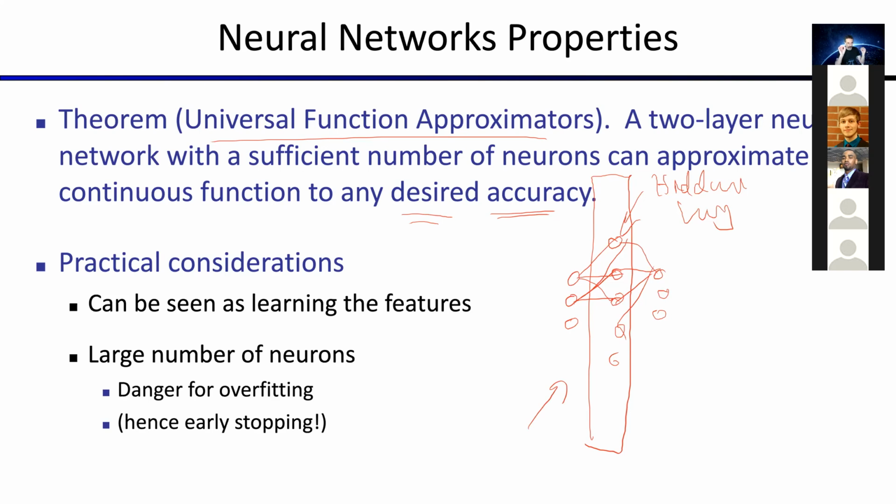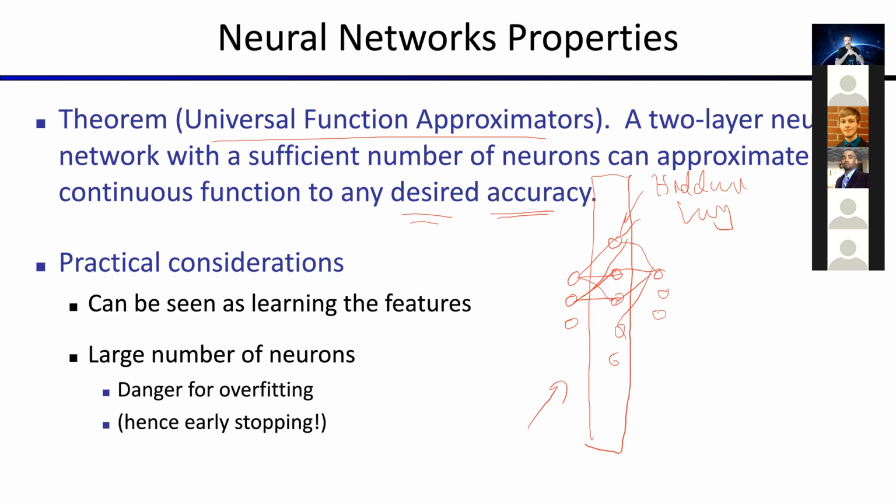What it means, it doesn't tell you how many neurons you should use, right? So this theorem is not practical in the sense that it doesn't give you at all how many neurons you need for approximating this. The only thing that it says is that there exists such a neural network. Go and find it, right?